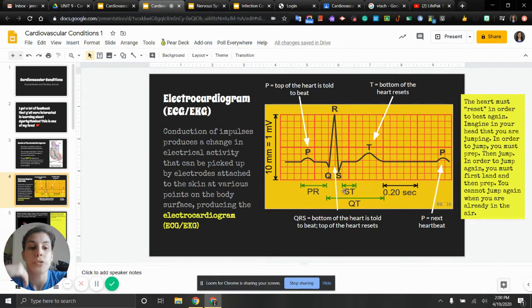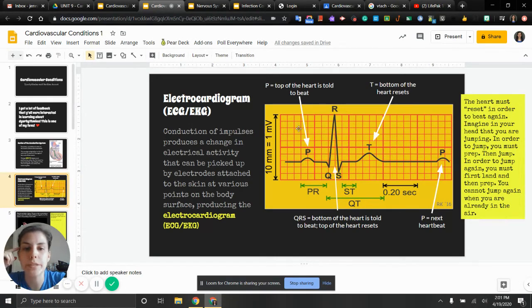Whatever. Okay. So one heartbeat is, you can see my pointer here, from the beginning of this P wave. So you see this P right here. That is the beginning of the heartbeat, going through the QRS and going through the T. So PQRST is one heartbeat. That is the top of the heart beating, that is the bottom of the heart beating, and then it sits there and relaxes before the next beat.